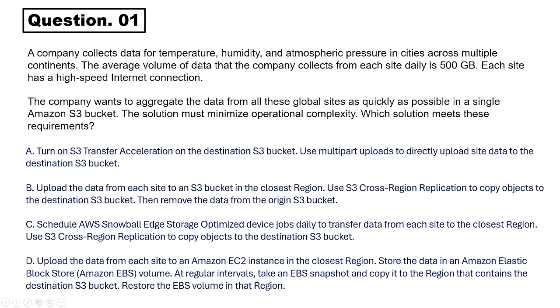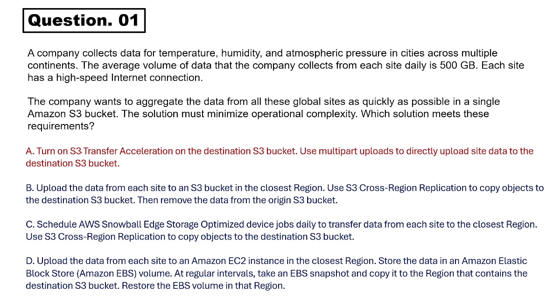So all these are options, and this is the requirement of the question, that there is 500 GB at each site that should be aggregated at one particular place as quickly as possible. And the requirement of the question is that it should have minimal operational complexity. Now take your time to guess the correct one. Now let me reveal the correct answer.